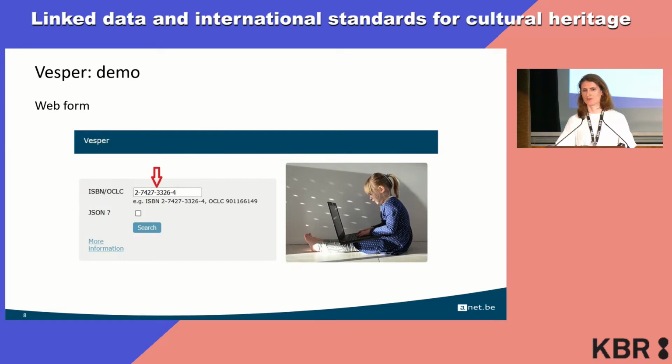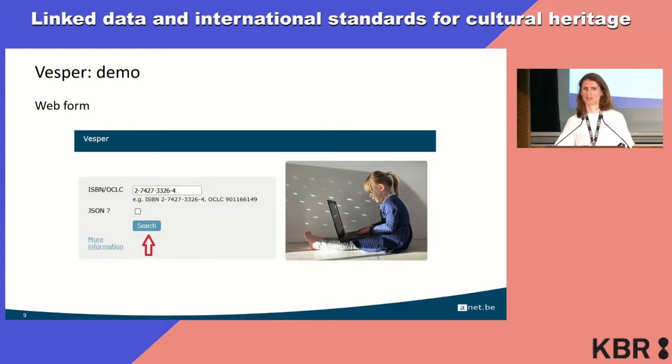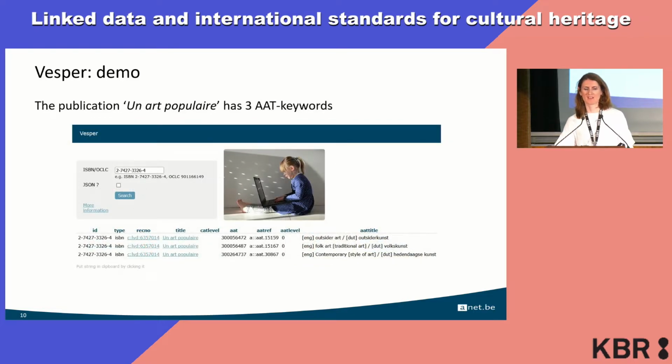So in the single search box, you can give in the unique identifier belonging to the publication that you want to seek. You click on the search button. And then you get this result. So you see that the publication with this ISBN number belongs to the publication Un Art Populaire, and it has 3 AAT keywords attached. And you can see it because one keyword belongs to one line with data that you see.